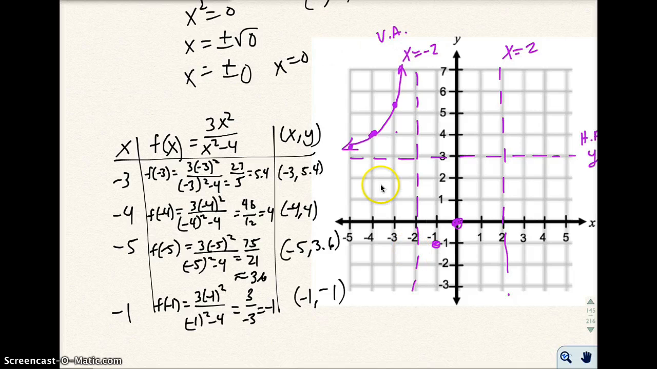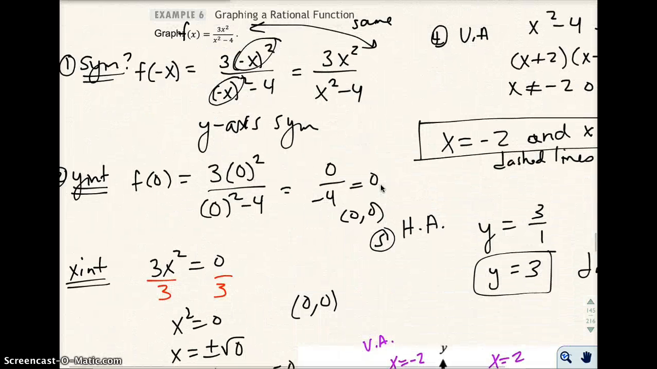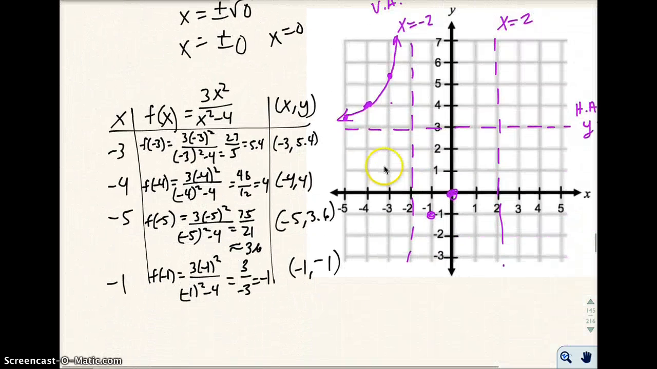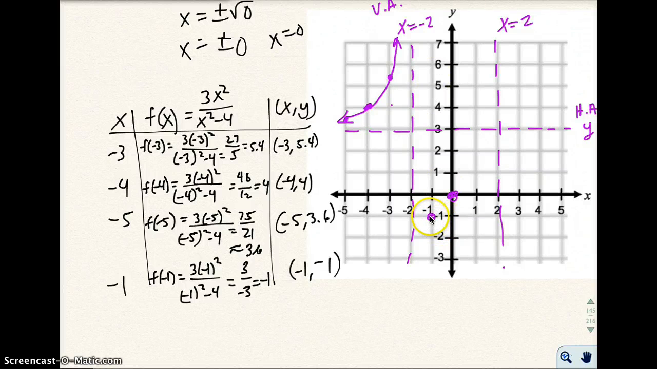Because there's y-axis symmetry, we established in the beginning that there's y-axis symmetry. That means I know that these points are all going to be symmetrical across the y-axis. So this point should be symmetrical right here. So I know I can do that. And if you really want to, you could plug in 1 right here. If you do that, you'll get the point 1, negative 1 anyway. This gives me this part of the graph now.